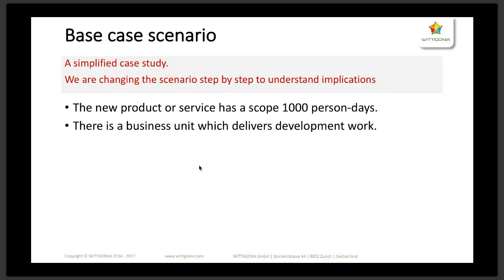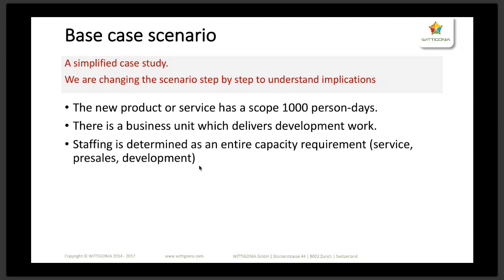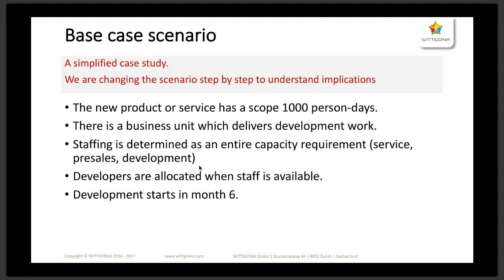Then secondly, this is a business unit. There's a business unit which is delivering the development work, and the staffing is determined as an entire capacity, which means that we need people for, for example, service delivery, pre-sales, technical delivery, and development work. And we're discovering along the way how many people we need in total, and then we allocate them to the respective work type. So in our case, it would be development effort. And then the developers are only allocated when staff is available, of course, right? So it doesn't help to wish for more. If the developers are not there, you cannot produce any work.